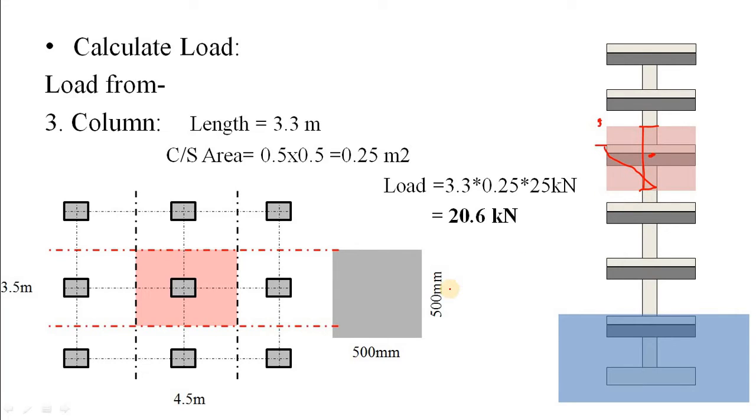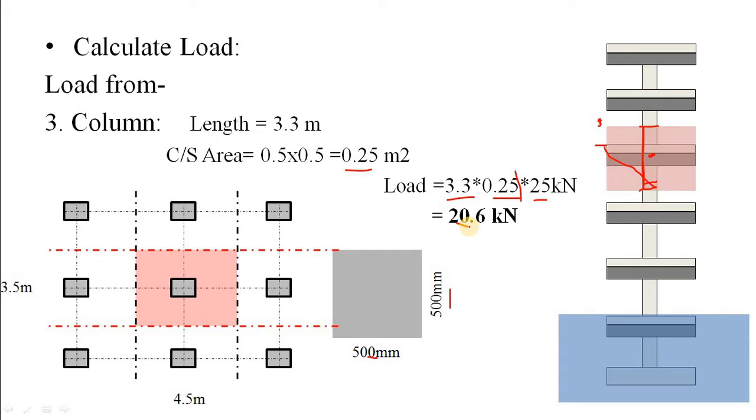Now assume any size. Just assume a 500 by 500 column you are going to provide. In that case the cross-section area is 0.25 meter square. So what is the load coming from this column only for this particular length of column? Well, 3.3 meter is the length, this is the area. You got the volume, and multiply this with your density of concrete, 25. From that you get 20 kilonewton for column load.